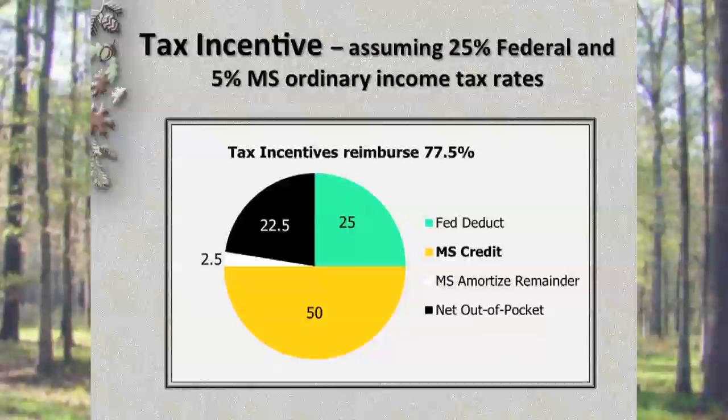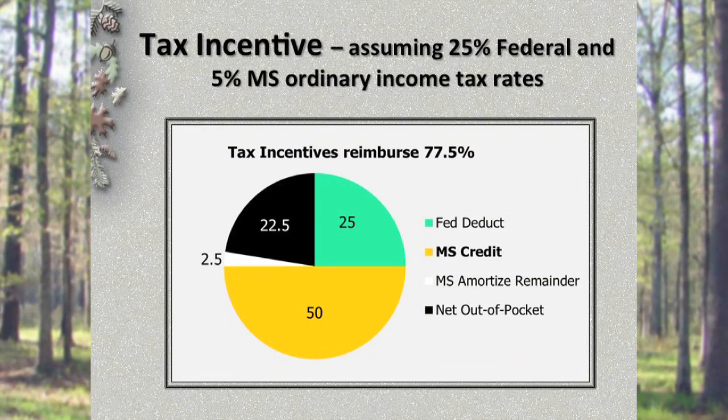Here's an example of what tax incentive we're looking at here. On average, if you're in a 25% tax code, you should be looking at 77% of your expenses being returned to you in your taxes. You'll get 25% back on your income tax deduction, 50% back on the Mississippi Reforestation tax credit. In addition to that, you can amortize the remainder. 22.5% is what your out-of-pocket expenses are.